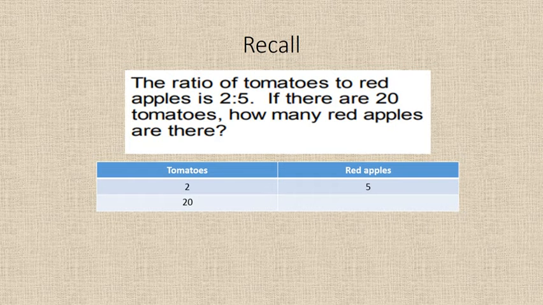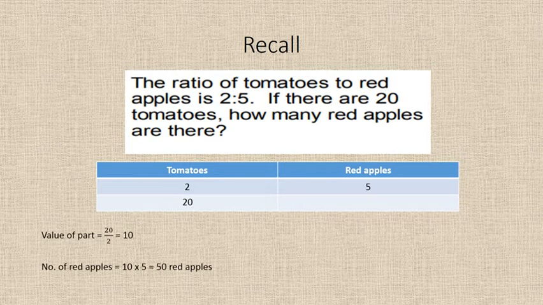So I have to get the value of part. So the value of part is 20 divided by 2, which equals 10. And then to know the number of red apples, I have to multiply the value of part times the ratio of the red apples, which means it's 10 times 5, which equals 50 red apples. So this is the recall question.